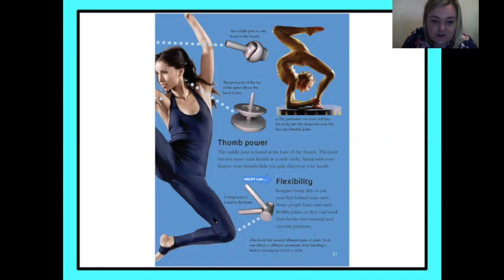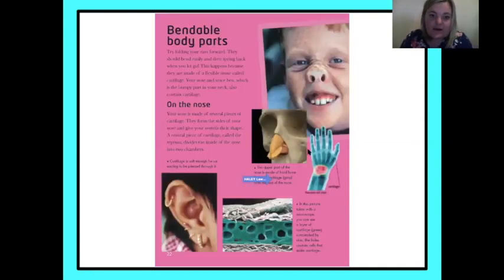So here's that hinge joint in your knee, and the body has several different types of joints. Each one allows a different movement, from bending a knee to moving an arm in a circle. Bendable body parts. Oh my gosh, this sticks out to me, this kid's nose. Try folding your ear forward. I can do it. They should bend easily and then spring back when you let go. This happens because they are made of flexible tissue called cartilage. Your nose and voice box, which is the bumpy part in your neck, also contain cartilage.